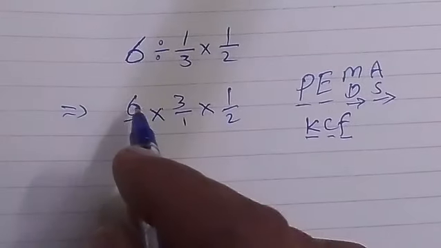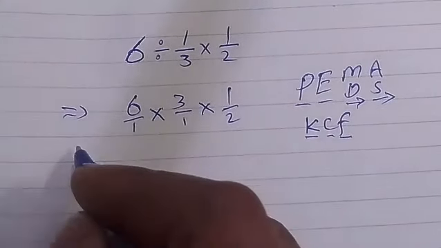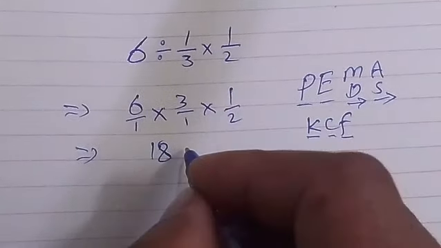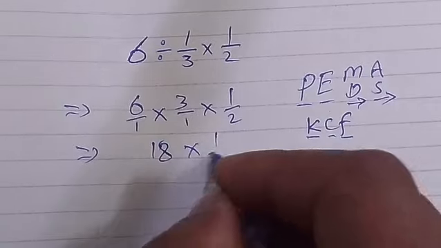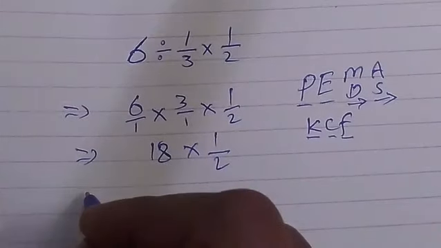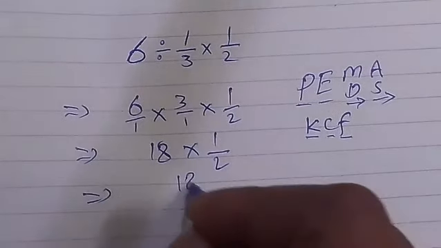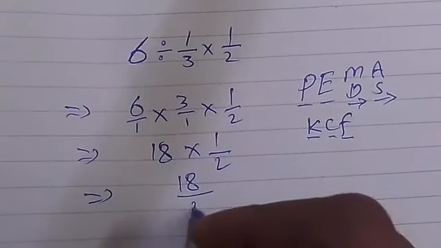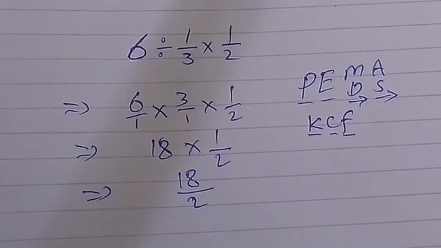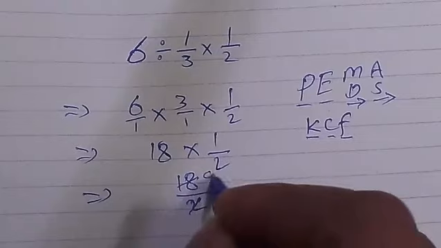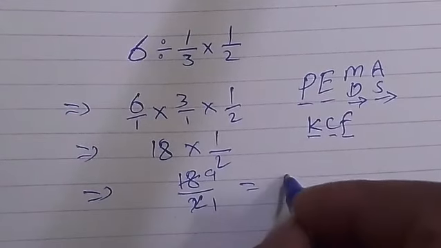Now 6 times 3 gives us 18, multiplied by 1 over 2, and 18 times 1 gives us 18 over 2. Now 2 ones are 2 and 2 nines are 18. So the final answer is 9.